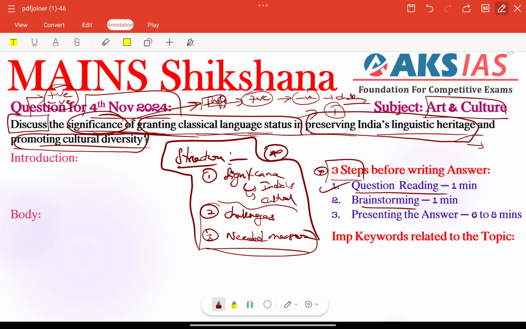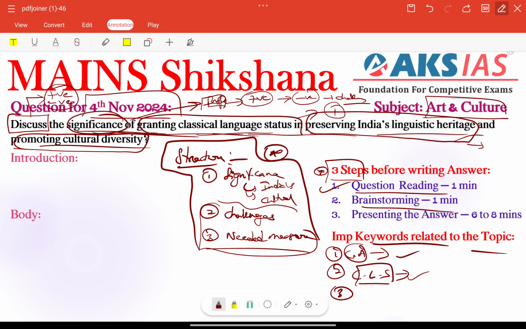So next important thing is brainstorming. Within 1 minute here we need to recall important aspects or keywords related to our topic here, right? So here first of all we need to mention current affairs events. Recently some important languages were granted the classical language status, right? So that needs to be included here, whether in the introduction part or body part, right? So next important thing is what is classical language status. Also we need to mention based on which criteria they provide this type of status, right? We need to mention that.